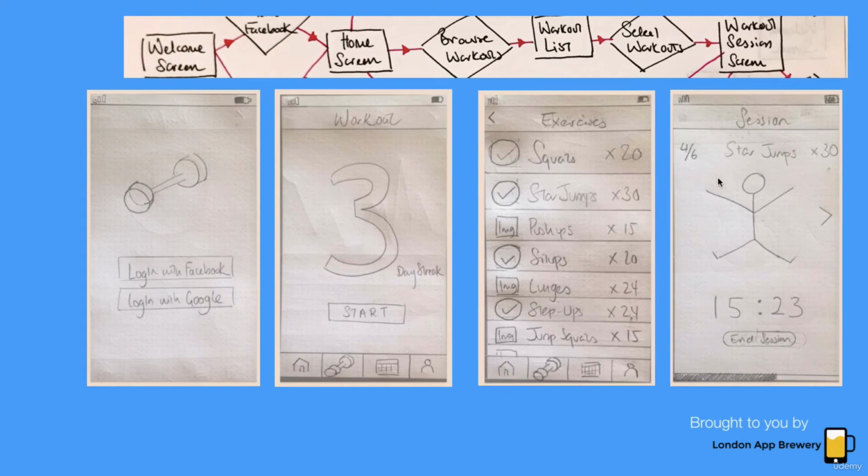Again, really poor drawing on my part. You should imagine that this is a man jumping into a star shape. And it could be an animated GIF, or it could be a looping video that shows the user how to do star jumps. And then you keep track of how many sets of workouts they've done, how many repetitions they need to do, and then you track how long they've been working out for.